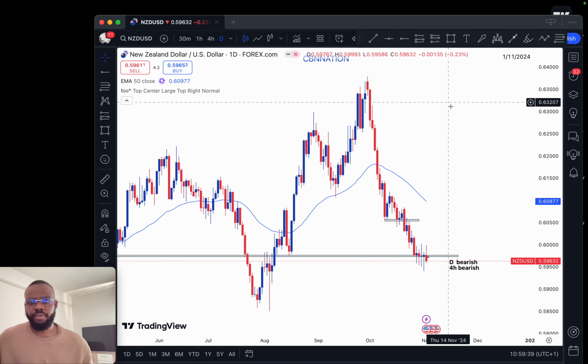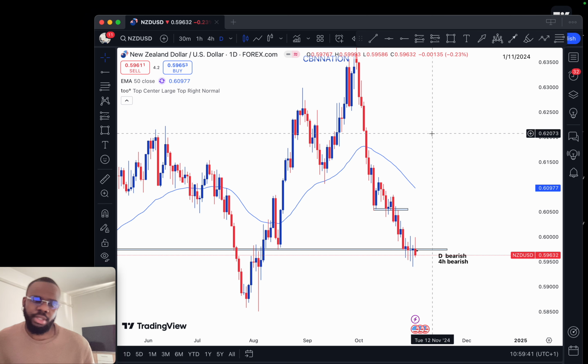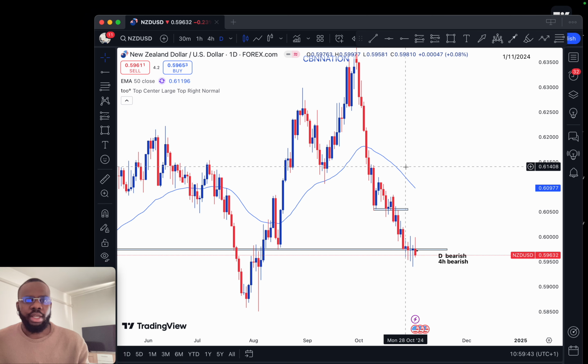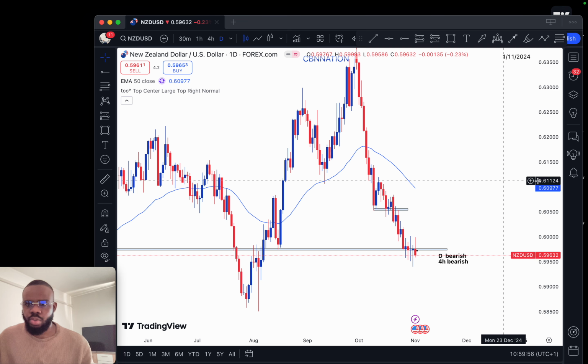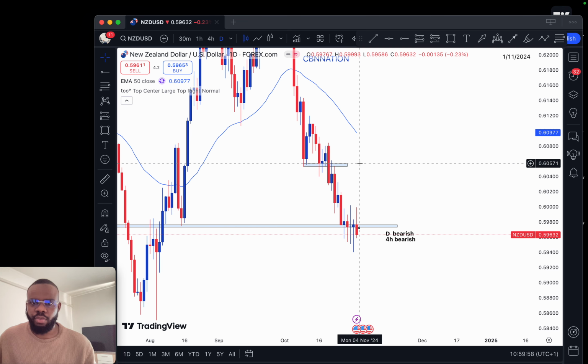Now we have the NZDUSD. The way I like to do my analysis is a top-down analysis, starting from the daily, then going down to the entry time frame. So let's start with the daily. What can we see the daily doing over here?